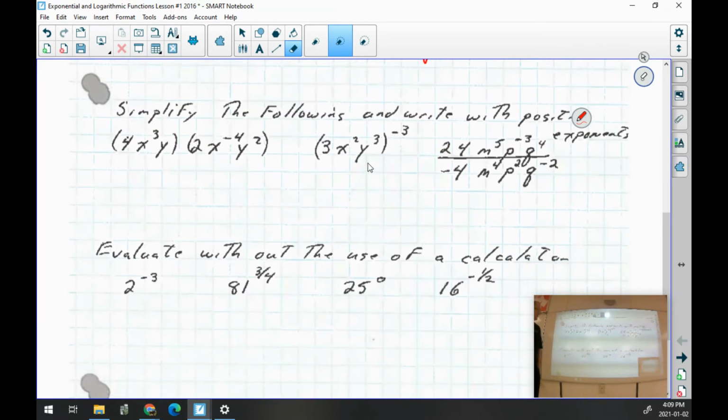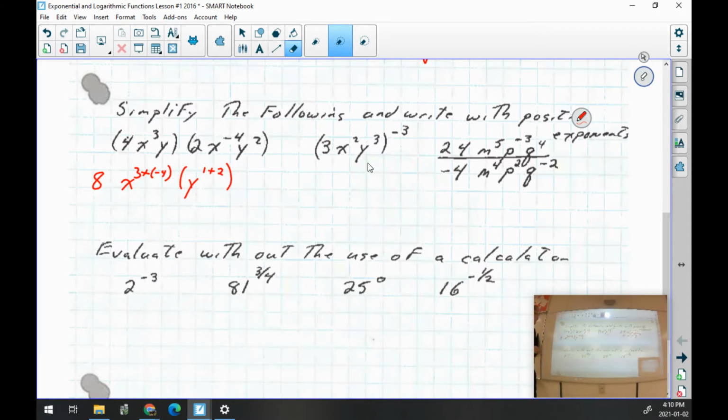Now, we're just going to simplify using our laws of exponents. We're going to multiply 4 by 2, which is 8. x cubed times x to the negative 4 would be x to the power of 3 plus negative 4. We would have y to the 1 plus 2.